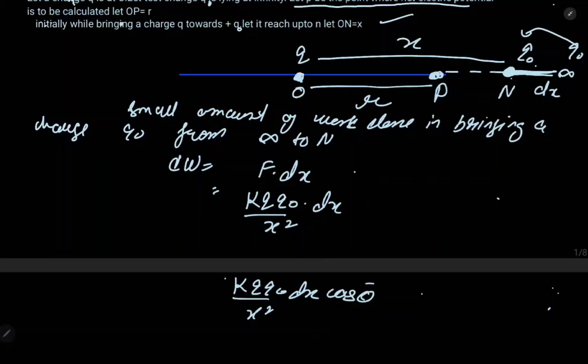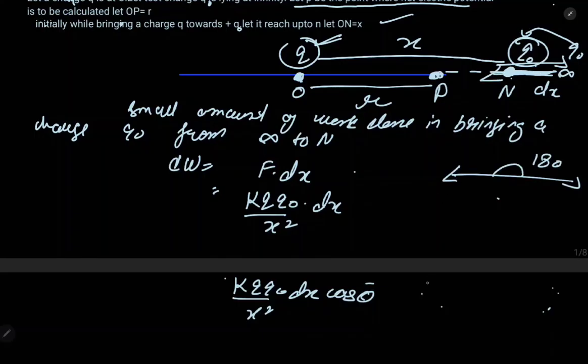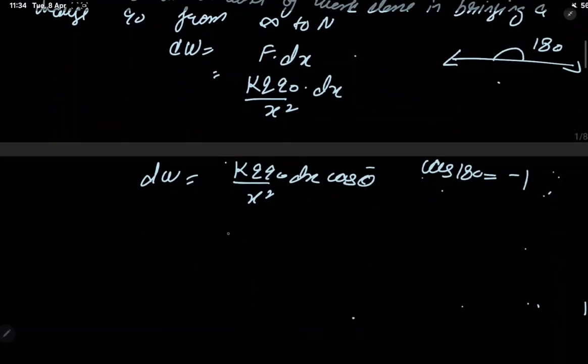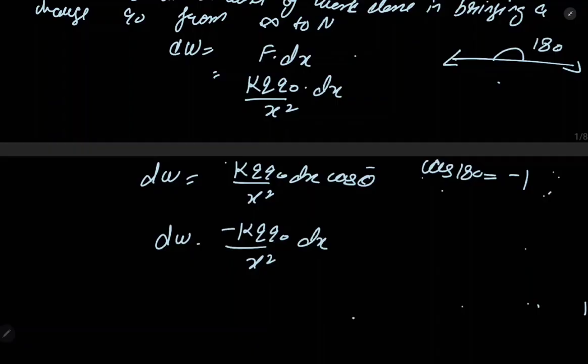Now the value of cos theta: the force due to this plus charge, this is also a plus charge, the force due to this charge will be in this direction, and the displacement of the charge particle is in this direction. So we can say the angle here is 180 degrees. So cos 180 degrees will be equal to minus 1. So this work done will become dW is equal to minus k q naught upon x square dx.